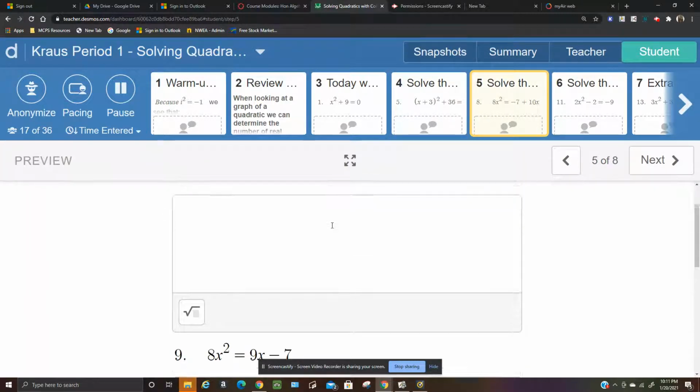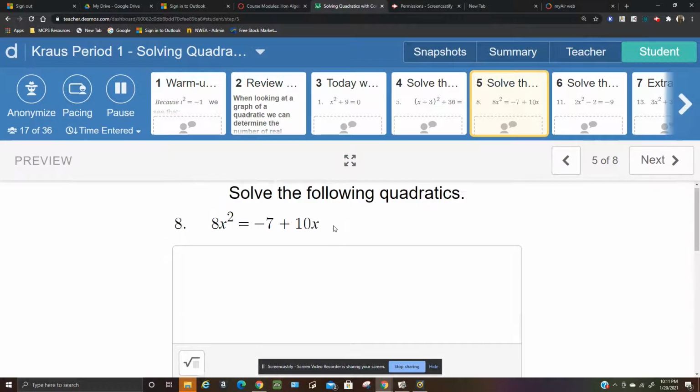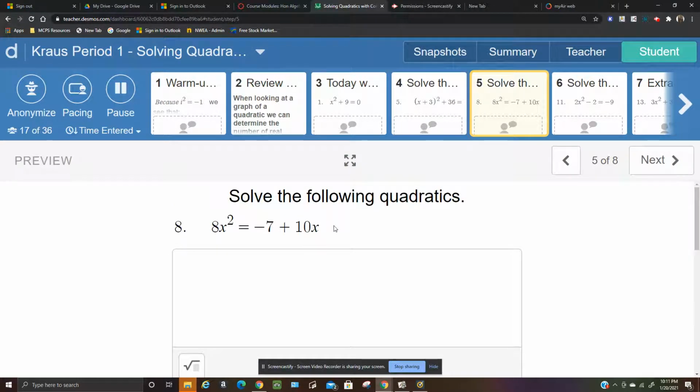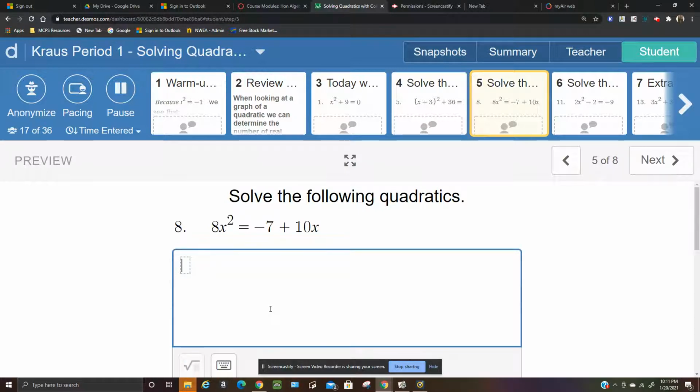And slide 5. You could use the quadratic formula or complete the square here. Let's use the quadratic formula. So get everything on one side, because we didn't really teach you how to complete the square if there's a coefficient of x squared. So let's use the quadratic formula here.